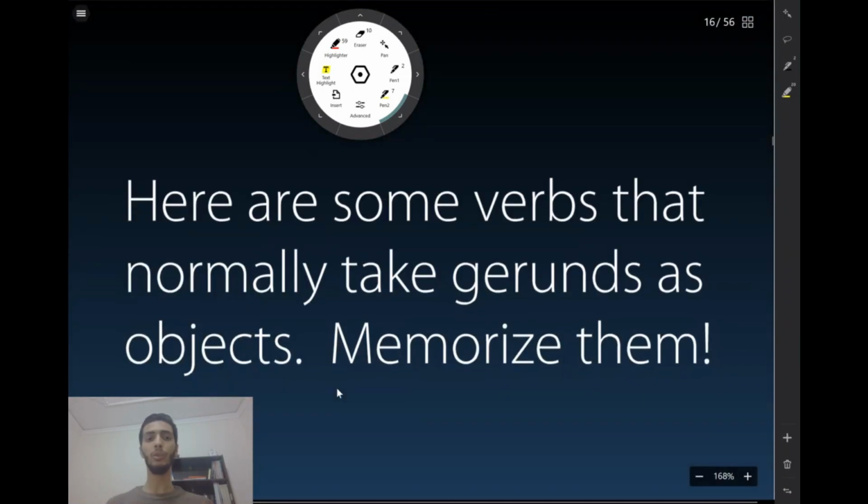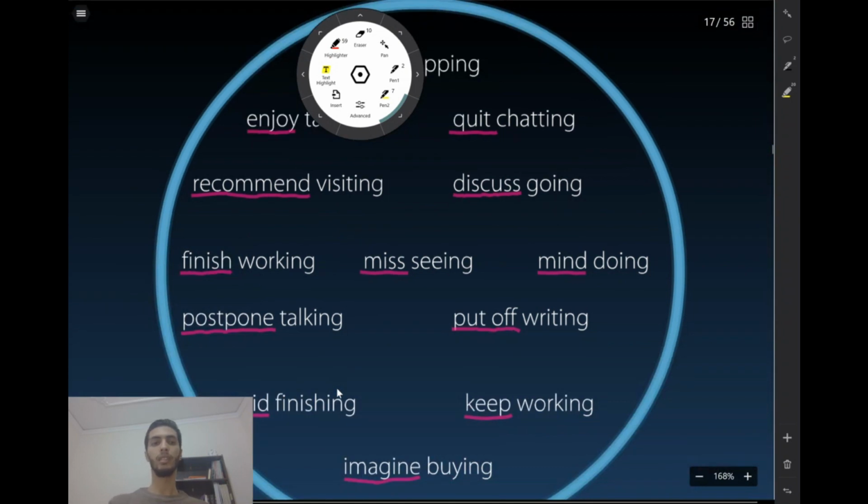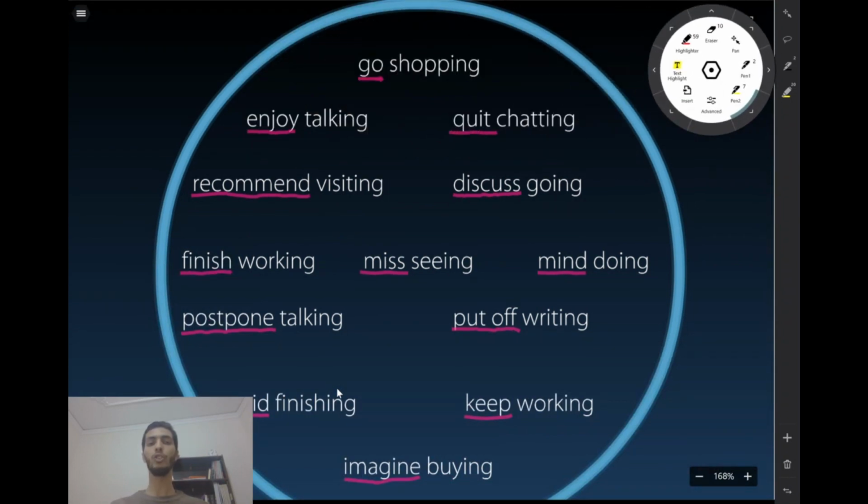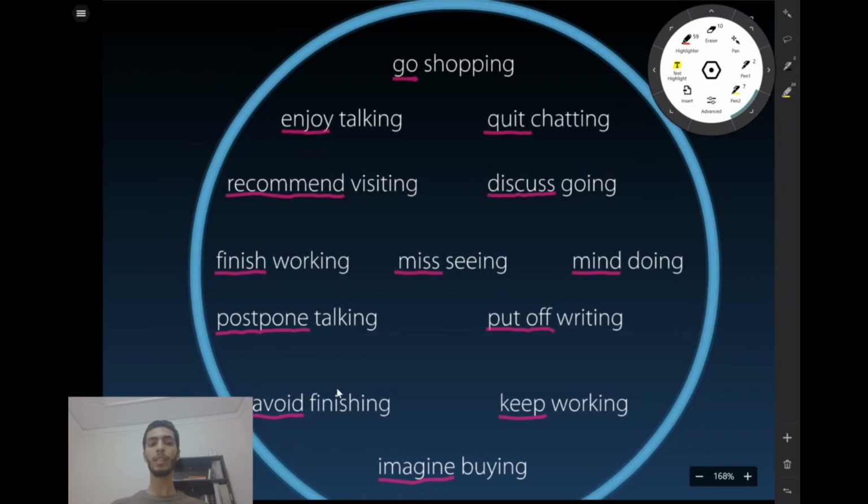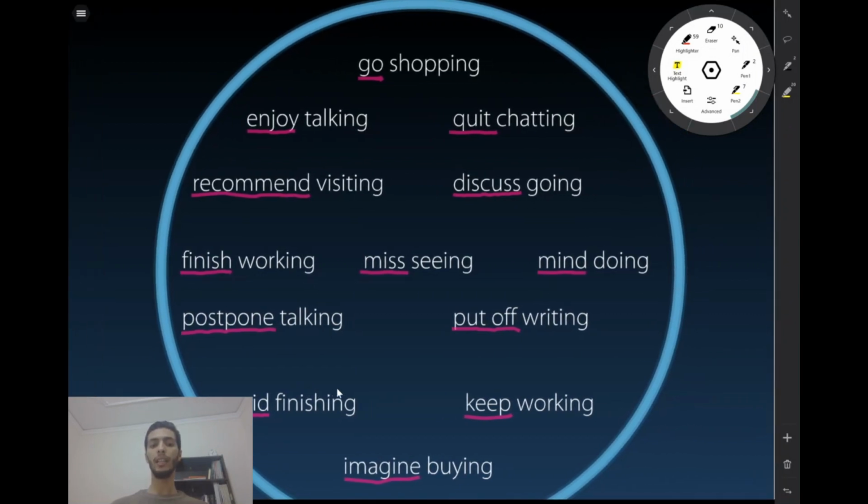Okay, so let's move into some verbs that normally take gerunds as objects. Memorize them. Okay? After these verbs we use only the gerund. So we have go shopping, enjoy talking, recommend visiting, finish working, postpone talking, avoid finishing, imagine buying, keep working, etc.